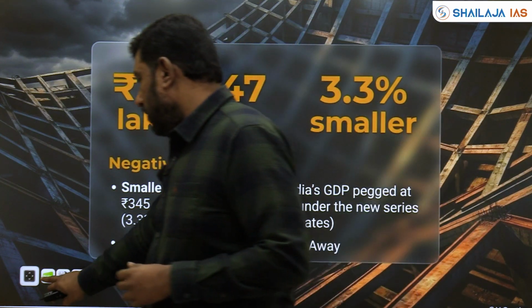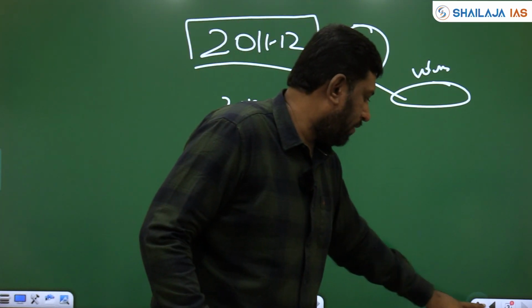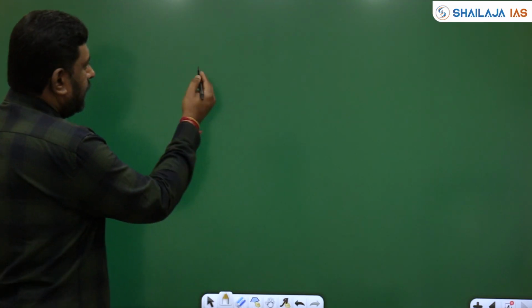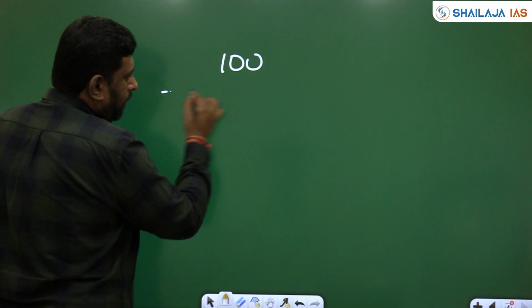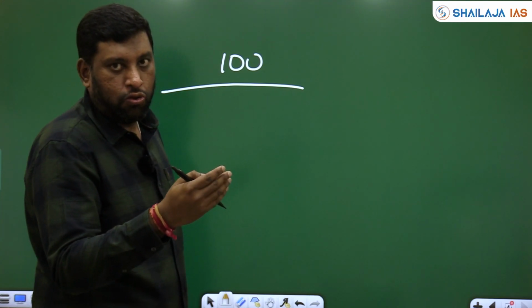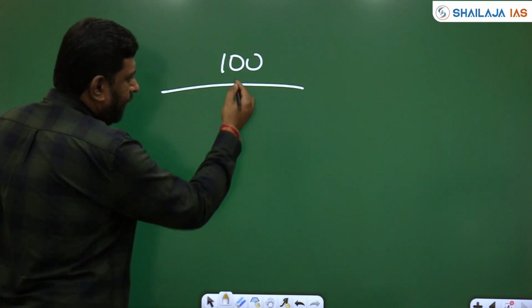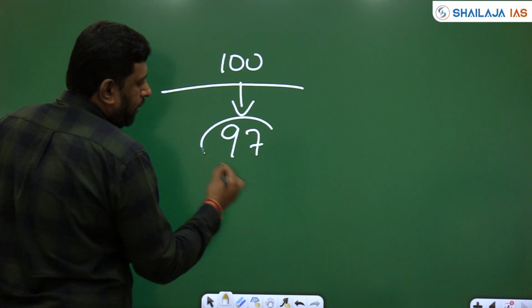Now, what is going to happen when the total GDP comes down? There are going to be multiple implications. See, for example, earlier it was considered as 100, but now with a better interpretation of the economy through the new GDP series, they have estimated it is 3.3% smaller. So let us consider it is now 97.